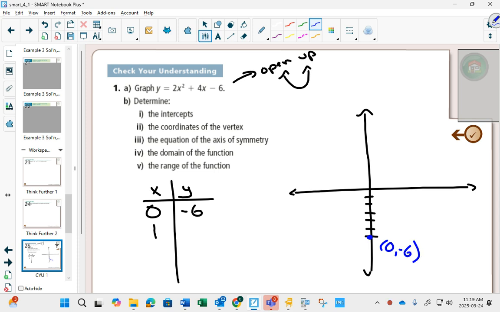0, -6. If I plug in 1, I have to do a little bit more math. It's going to be 1 squared is 1, times 2 is 2, plus 4 is 6. 6 minus 6 would be 0. Not too bad.